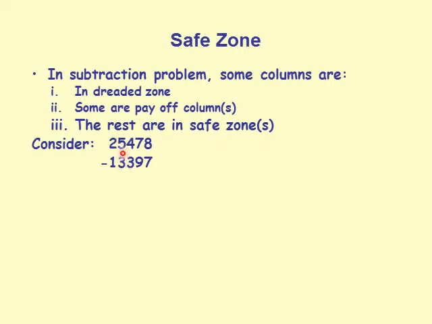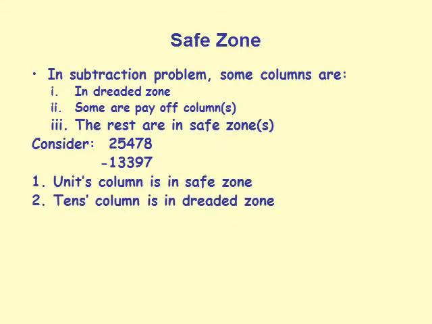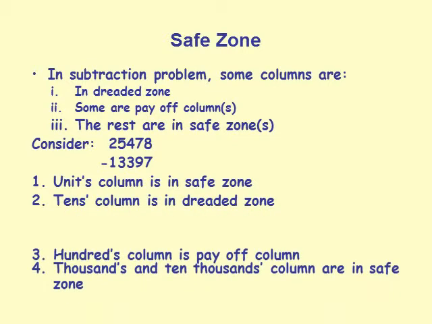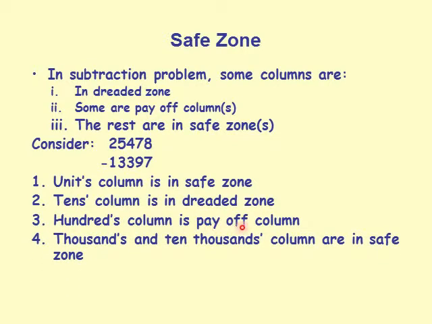Thousands column, 5 minus 3, surplus column and no obligation to the right, so it's a safe zone. 10,000 column, 2 minus 1, surplus column and no obligation to the right, it's also safe. Units column is in the safe zone, just like the tens column is in the dreaded zone. Hundreds column is the payoff column we just discussed. And thousands and 10,000, 25 minus 13, are in the safe zone.